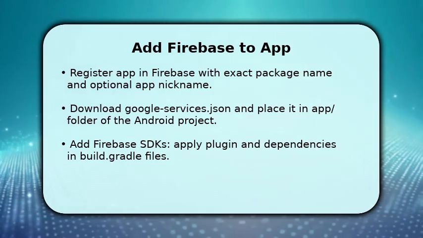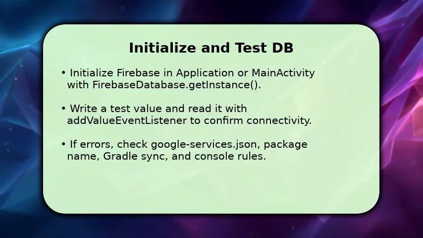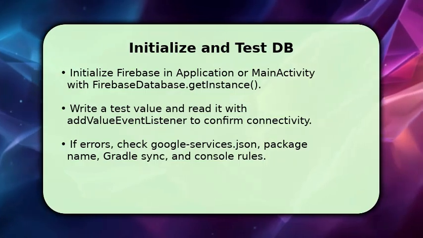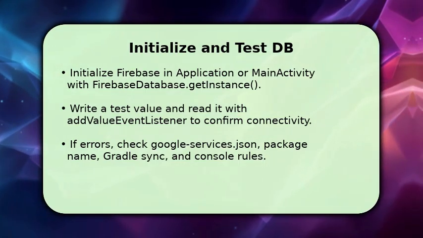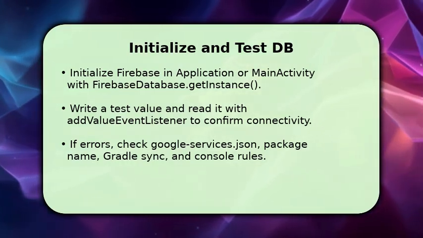You initialize Firebase in your application subclass or main activity by calling FirebaseDatabase.getInstance and obtaining a database reference. Then write a simple test value and attach a value event listener to read it back. This confirms connectivity and rules are permitting access.